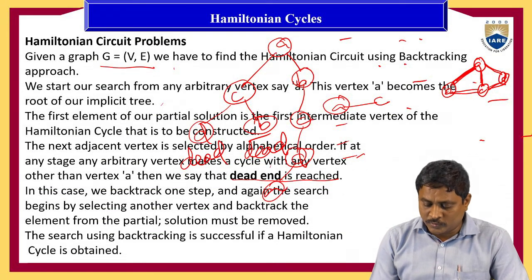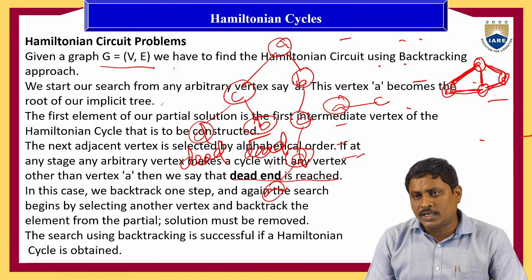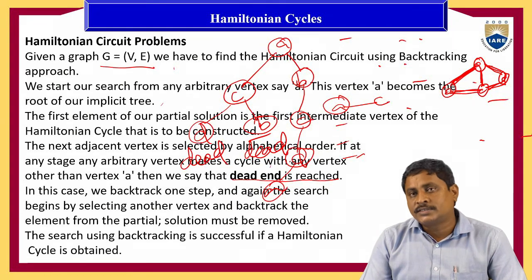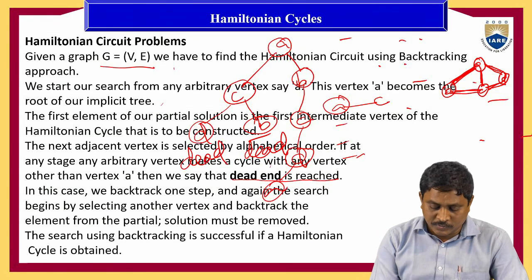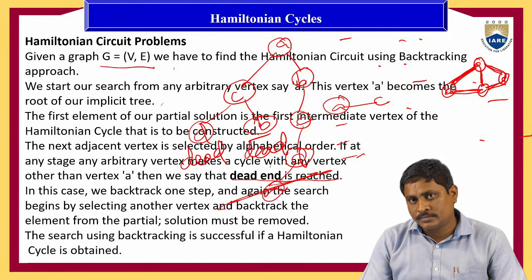So this path is A to B, B to C, C to D, D to A. Here A is repeated, since A is the starting point. It repeats one time, no problem. But here we visit each and every other vertex only once. So this is a Hamiltonian cycle: A to B, B to C, C to D, D to A.